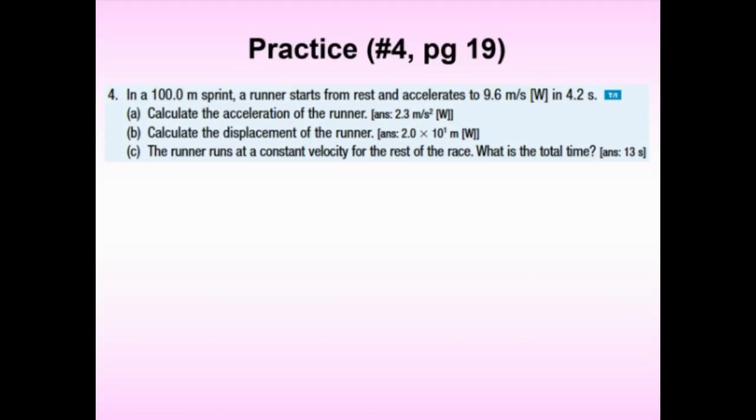Problem 4 on page 19 of the textbook, of the regular textbook, not the university one of Nelson. In a 100-meter sprint or a 100-meter dash, the most famous race on earth, I guess, a runner starts from what? What does from rest mean? Which, by the way, is the only possible thing for absolutely any object about to move.